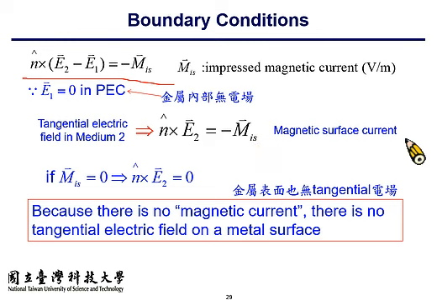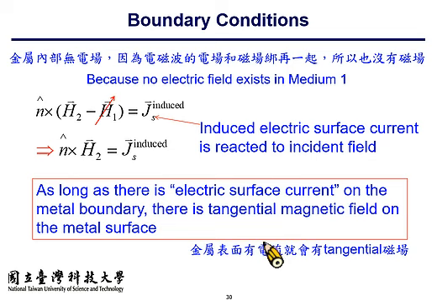And back to reality, we don't have real magnetic surface current, so M_s goes to 0. Then we have this important result: on the surface of a metal material, on the surface of a good electrical conductor, there should be no tangential electrical field. Because there is no magnetic current, there is no tangential electrical field on a metal surface.